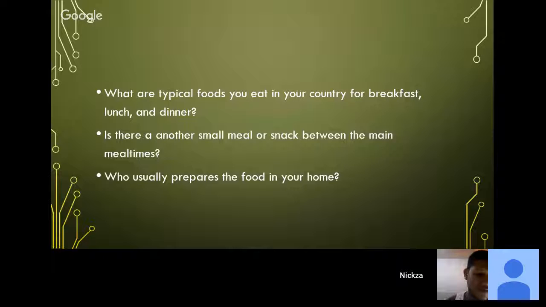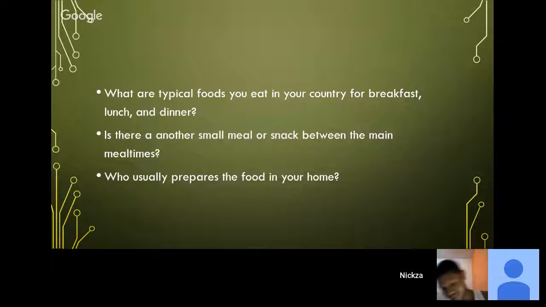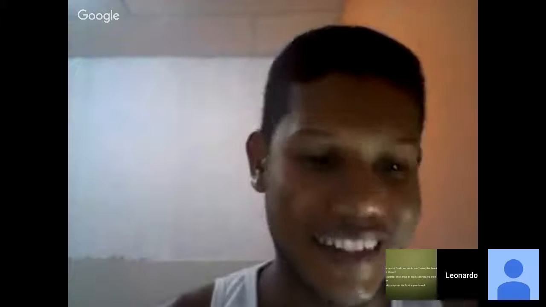Yeah, that sounds pretty yummy, actually, all of that. It sounds pretty healthy, except for the fried food, right? But it is yummy, right? Okay. Leonardo, is there another small meal or a snack between the main meal times? For example, do you usually have snacks between meals? Yes, but I have healthy snacks.